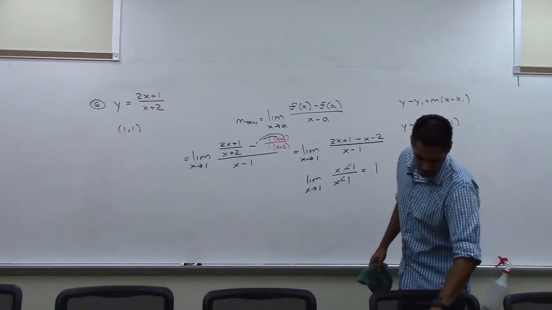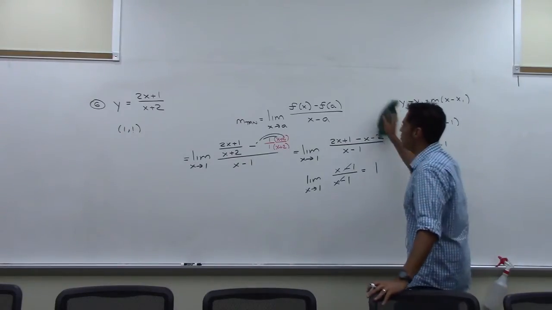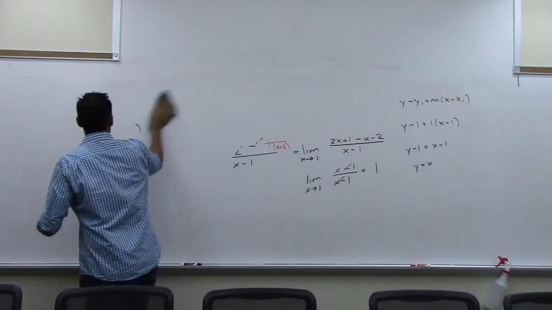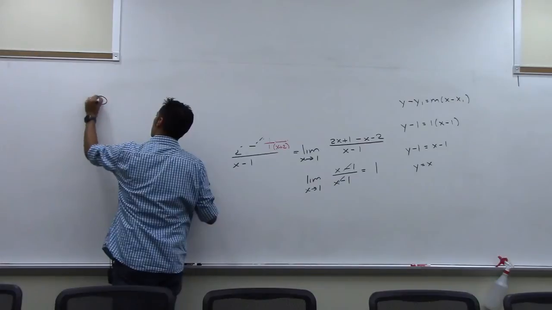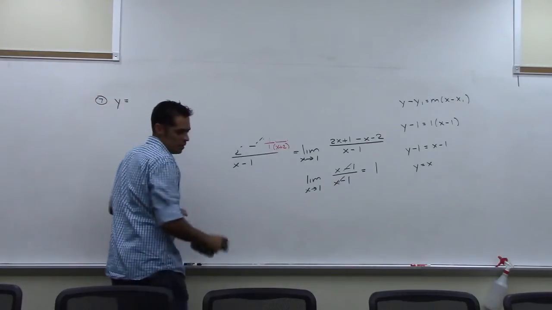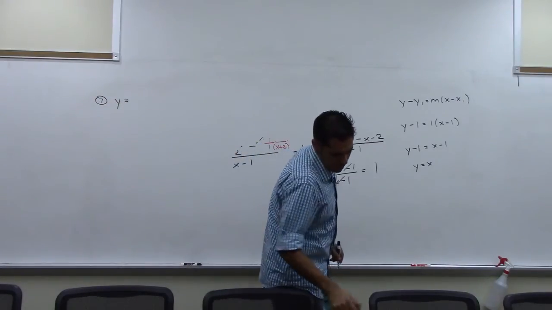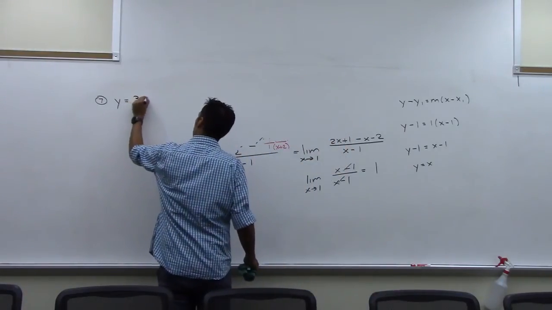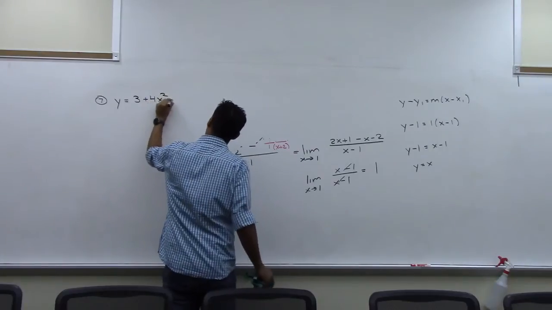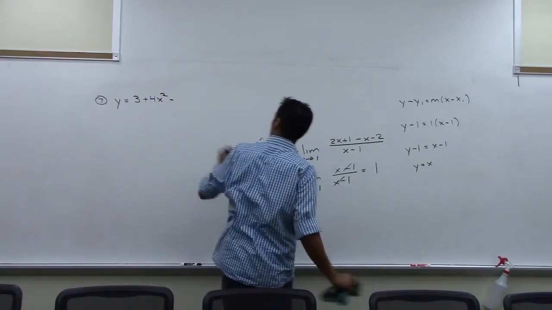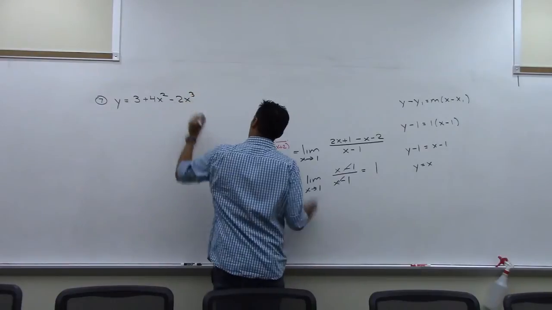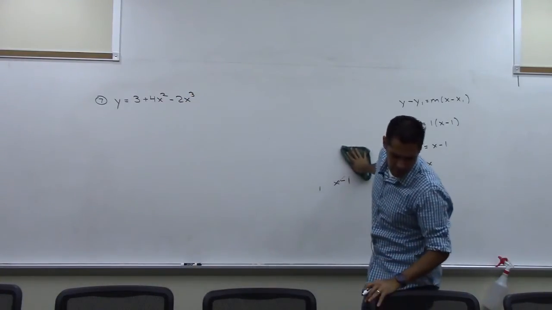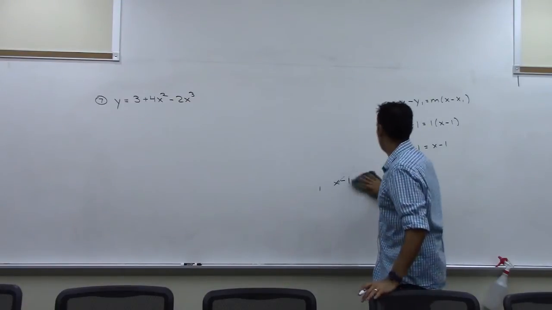All right. Now, number 7 is where we are going to start to try and generalize. This is kind of leading us into the next section. If we have y equals 3 plus 4x squared minus 2x cubed, we're trying to find the slope of the tangent line at the point where x equals a.